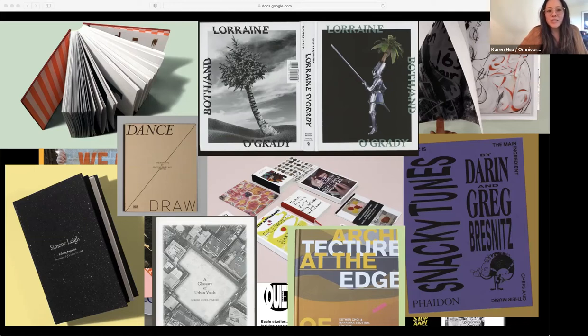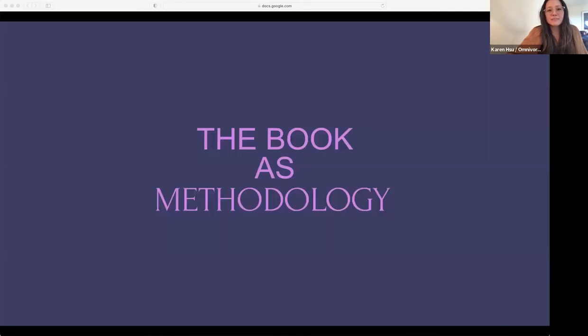Today, we're going to share our approach to making books, organizing them based around conceptual categories. What if we could imagine the book or the act of designing the book as a kind of methodology, a guiding principle that you continually refer back to?